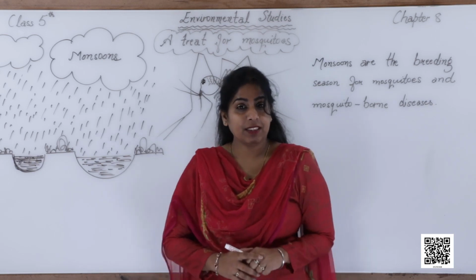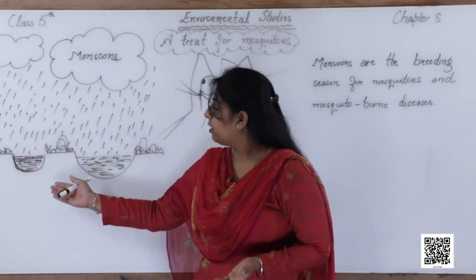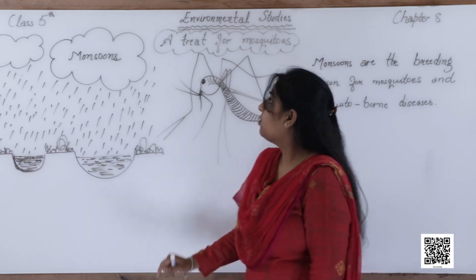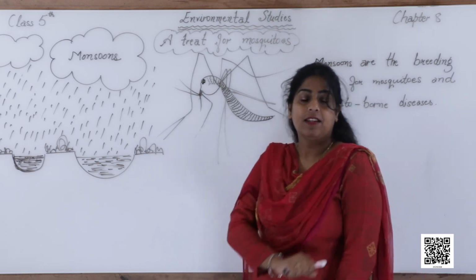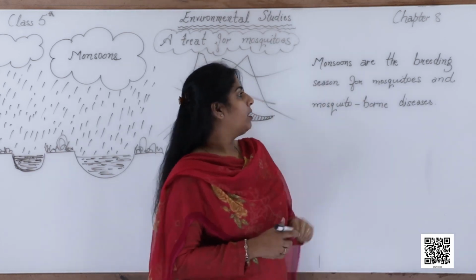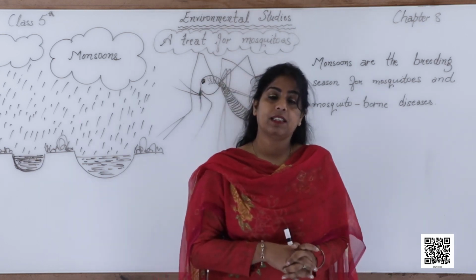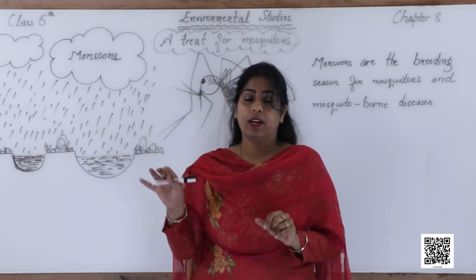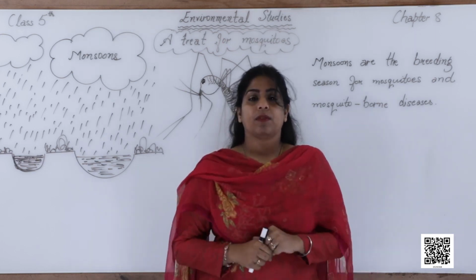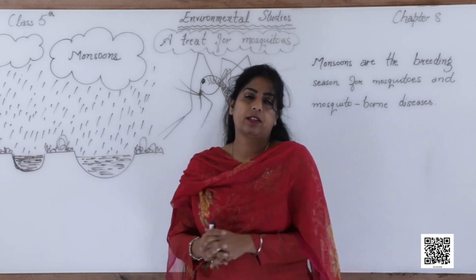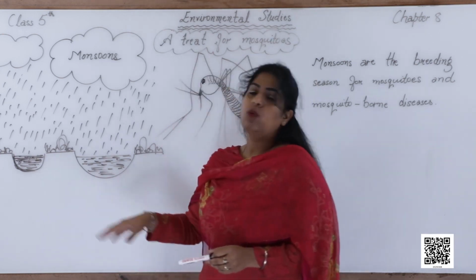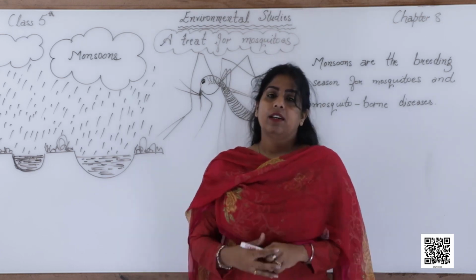So during the rain, what happens? Yes, there are lots of spaces where the water gets collected. And this is when mosquitoes get a chance to have a treat. Yes, such seasons are actually a treat for mosquitoes. How? Because monsoons are the breeding season for mosquitoes and mosquito-borne diseases. These mosquitoes are everywhere. Wherever the water is stagnant, they get a chance to breed, and then they have their treat on us. So, what is important? How can we prevent such mosquito-borne diseases? Yes, we need to make sure that there is no water collected in and around our surroundings.